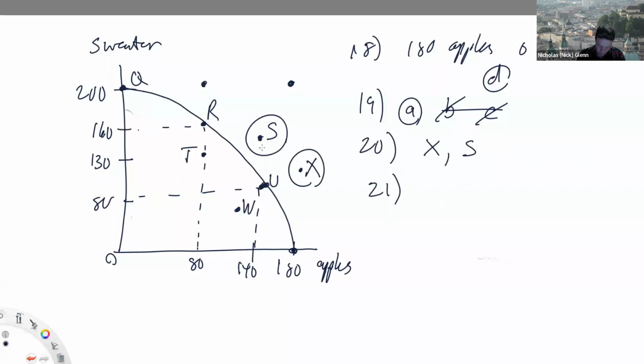All right, so that's going to be somewhere around in here. That's close to where S is at. All right, and so why can't it do that? Well, it does not have the resources and technology to produce that level of output.